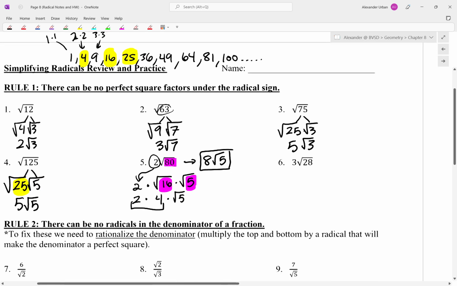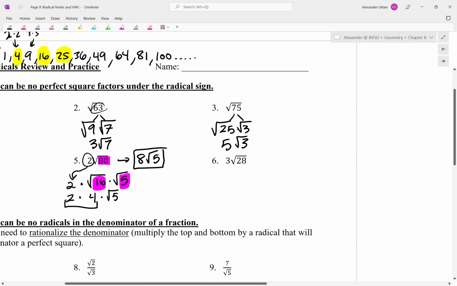Our last problem, number 6. We have a 3 on the outside of this square root, and we're going to break this root up into 2. So 28 is divisible by 4 and 7, so 4 times 7. And now we take 3 times the square root of 4, which is 2, times the square root of 7. 3 times 2 is going to get us 6, and then we have the root 7 because it's a prime. It stays inside that square root.